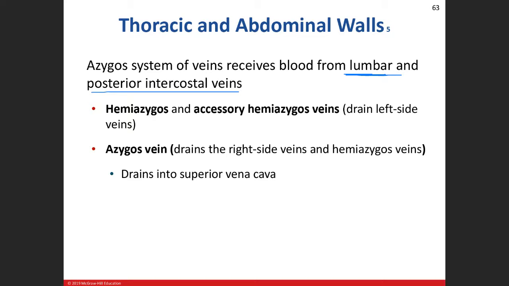So the hemiazygos and the accessory azygos are going to drain the left side. And then your azygos vein is going to drain the right side, but it also will have the hemiazygos vein draining into it. And then all those veins are going to drain right into the superior vena cava. All right, I'll show you a picture.